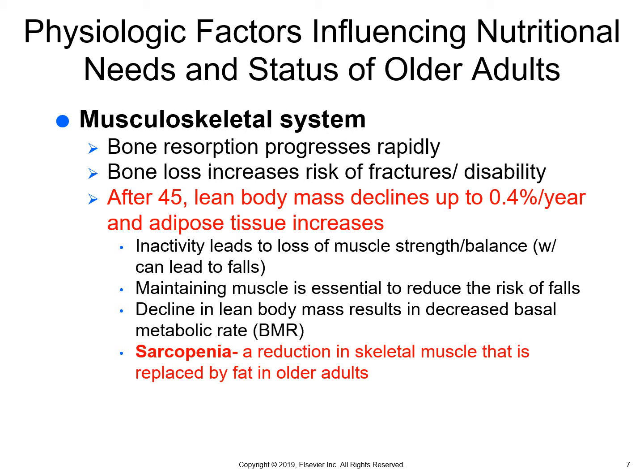So, light weights, even little hand weights, moving around, things like that are going to be really important for these patients rather than just leading a sedentary lifestyle. That decline in lean body mass results in decreased basal metabolic rate in turn. And sarcopenia, we've mentioned this before, but sarcopenia is a reduction in our skeletal muscle that is then replaced by fat in older patients.